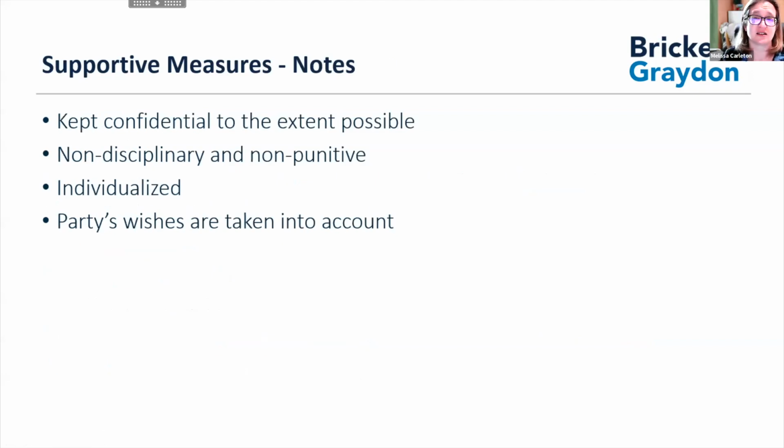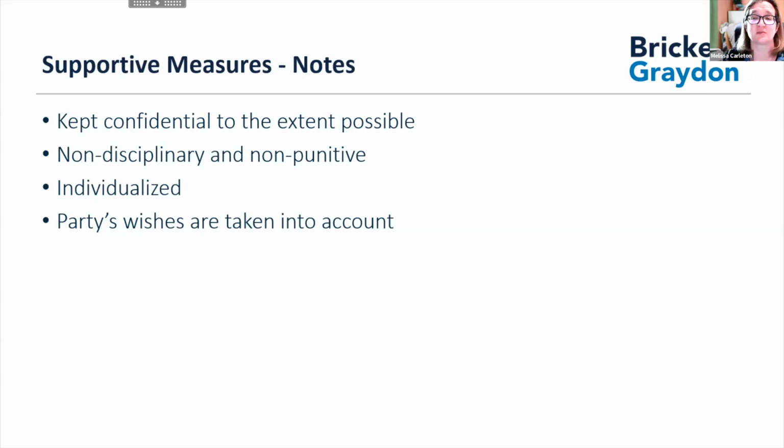So they are kept confidential to the extent possible. If somebody says, gee, I'm living on the same floor or I'm in the same classroom as the person who did this thing to me, is there any chance I can change classes? Yes, you can, but we're going to have to tell the professor that you're going to be changing classes, right? We don't have to tell them why. They don't need all the gory details, but we do need to say, this is a real thing. It does need to happen. Let's make it happen. And so that professor is going to be aware of that, as is the new professor who's going to be receiving the student, right?